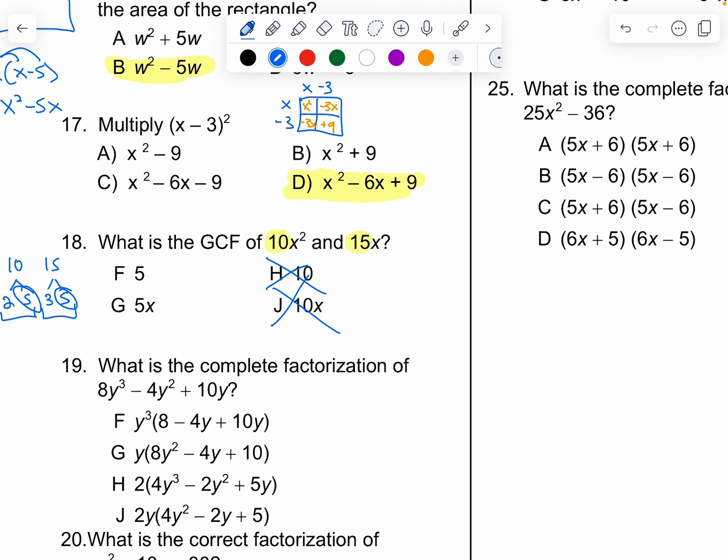So then the question is, is there a letter that both of these terms have in common with each other? Is there a letter that both terms have at least one of? And it turns out that both terms have at least one x. The first term has 2 of them with the x squared, but the second term only has 1. So we have to default to the smallest amount. So G it is. 5x is the greatest common factor.